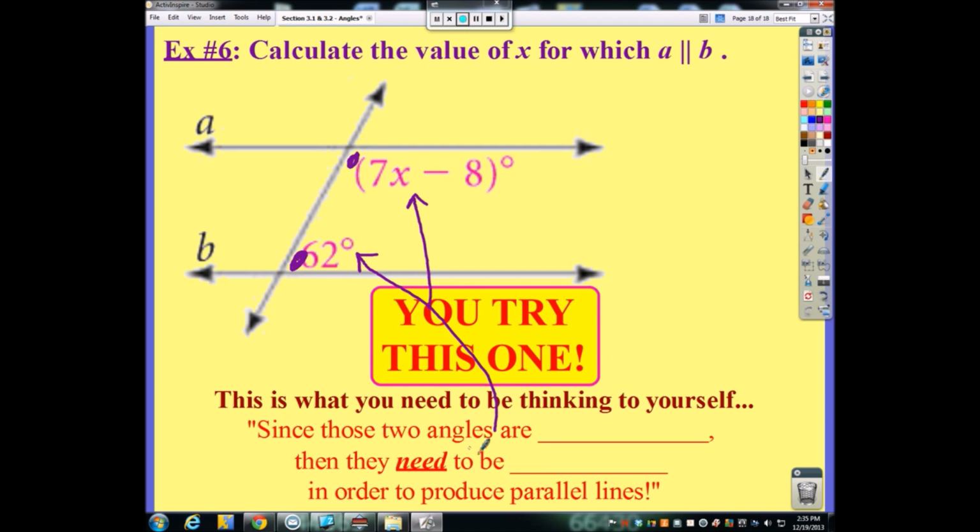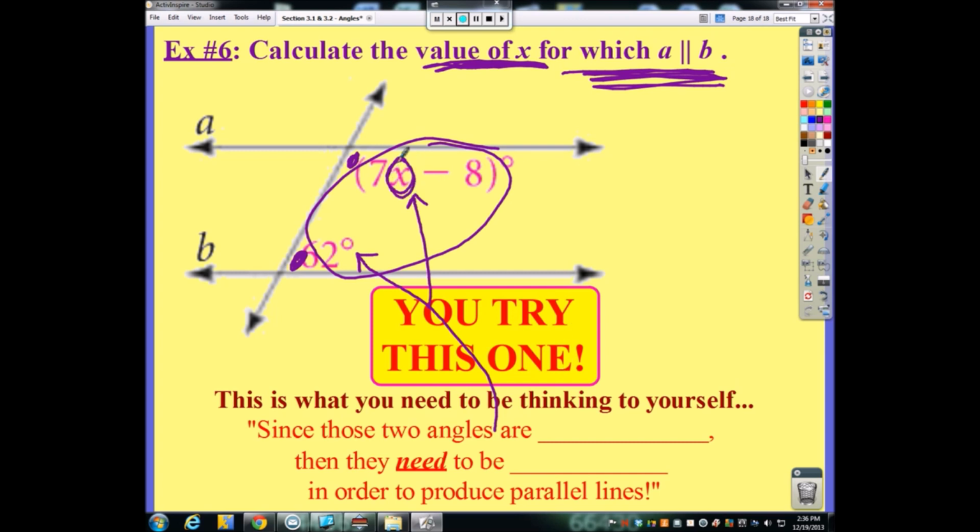Or let me backtrack here a little bit. Since those two angles are what type of angles they are, then they need to be blank in order to produce parallel lines. Because I'm asking, what value of x would make A parallel to B? Okay, I'm not saying A is parallel to B. I want A to be parallel to B. But A will only be parallel to B if something special happens with these angles. And there's only one particular value of x that is going to make that happen. So make it happen, and we'll talk about it tomorrow in class.